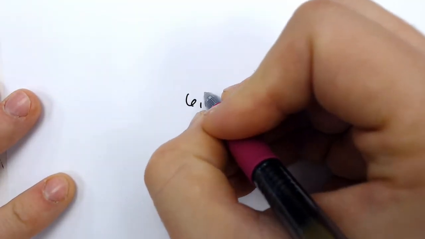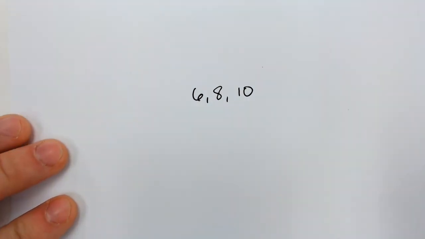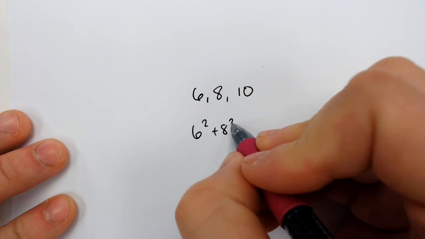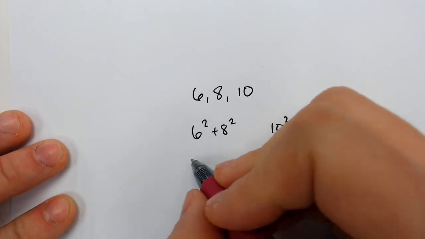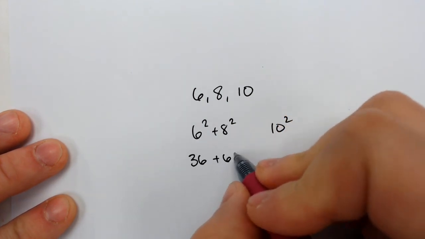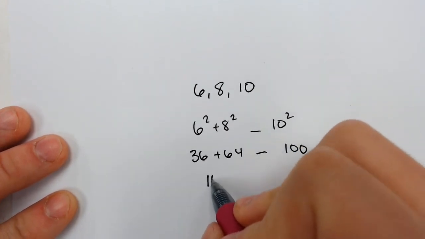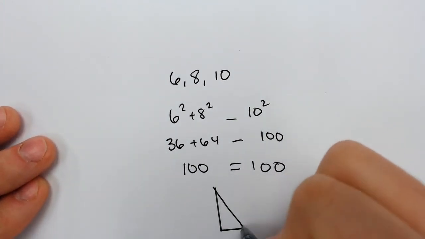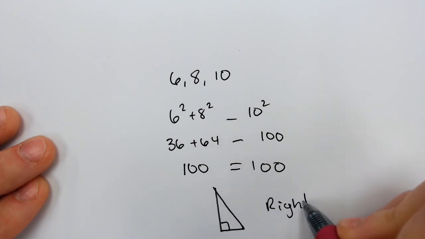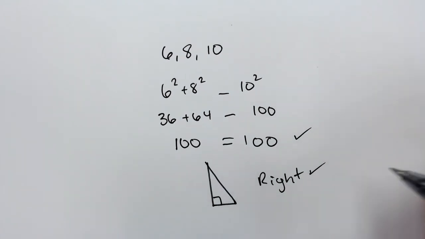What if we had 6 and 8 and 10? If we did 6 squared plus 8 squared compared to 10 squared, first off, 6 and 8 add to more than 10. It is a triangle. You get 36 and 64 compared to 100. We don't know what it is yet. We get 100. Well, 100 equals 100. If that is the case, then it is a right triangle. It worked. The Pythagorean theorem was true. It's a right triangle. The only time the Pythagorean theorem is true is when it is a right triangle.